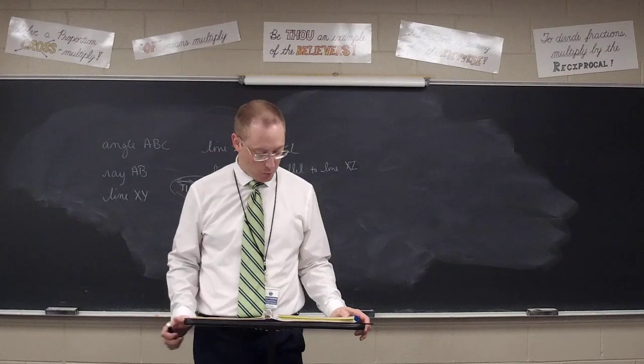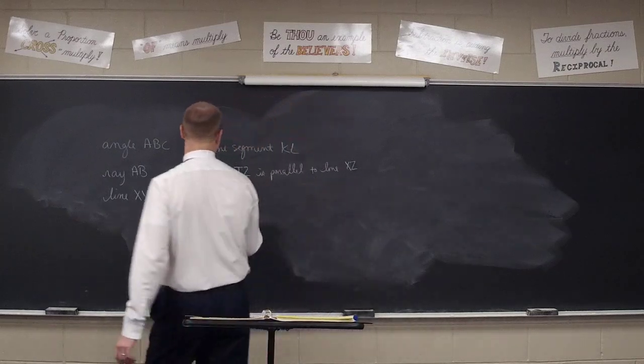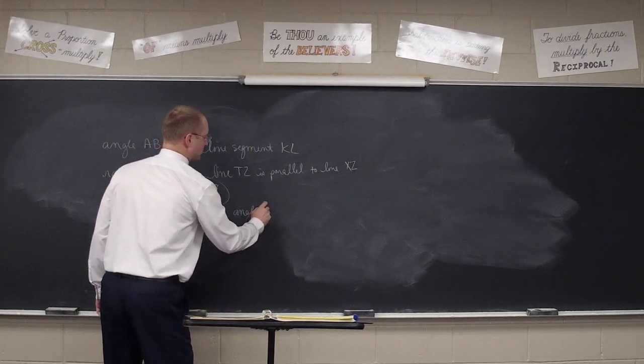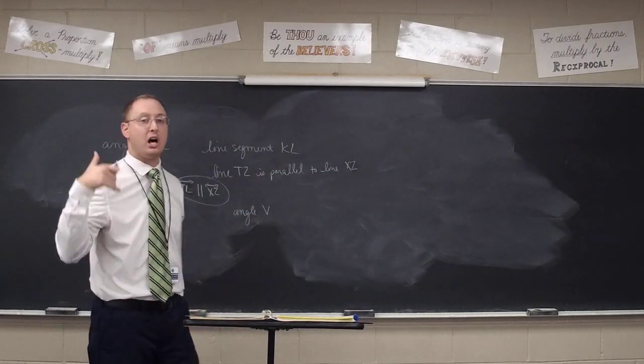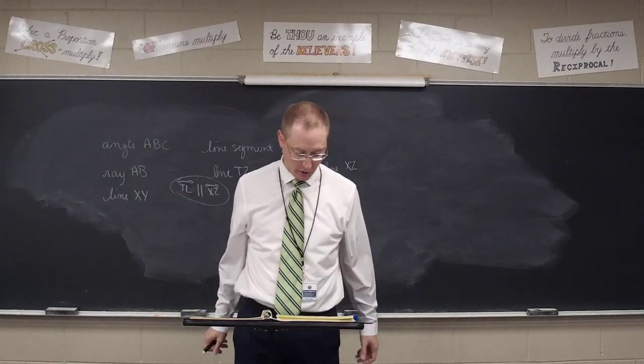Number 6, what is that notation describing for us? Angle V. Now, they only use one letter, class, which tells me that V must be the vertex of the angle. I don't know what the sides are, but I know the vertex of the angle is V.